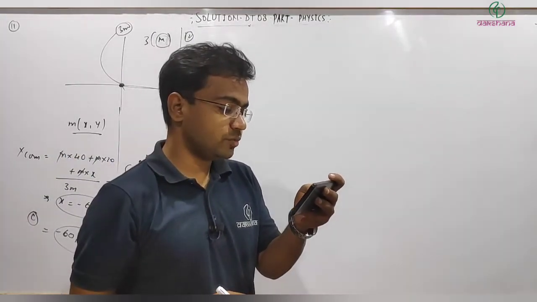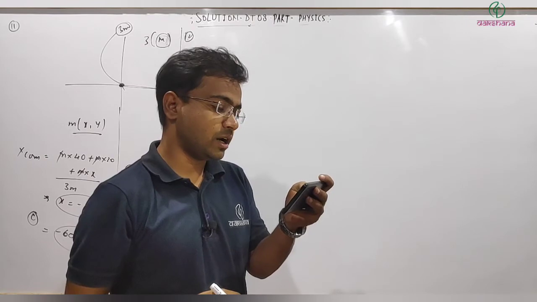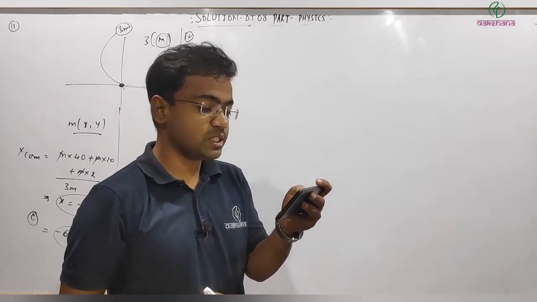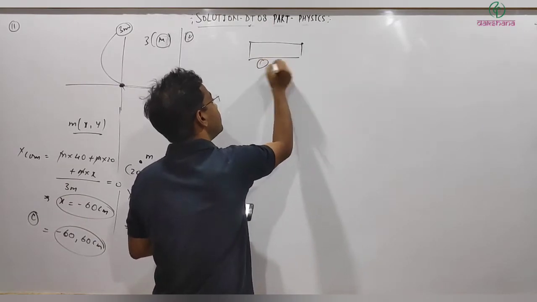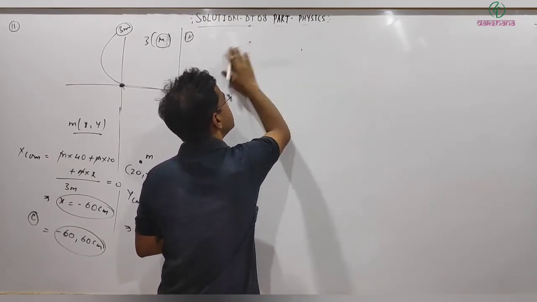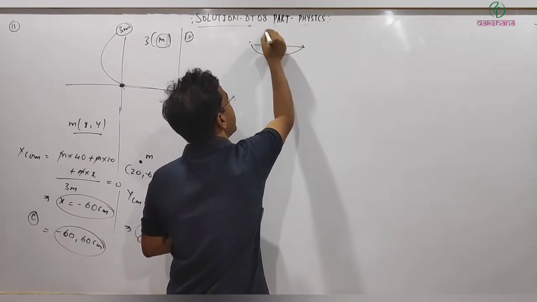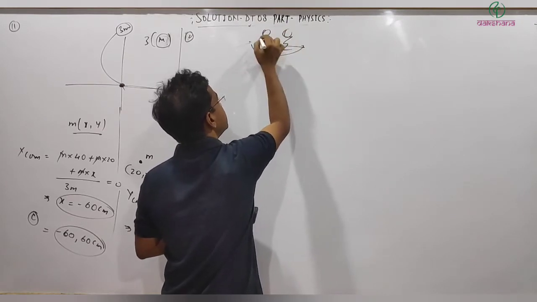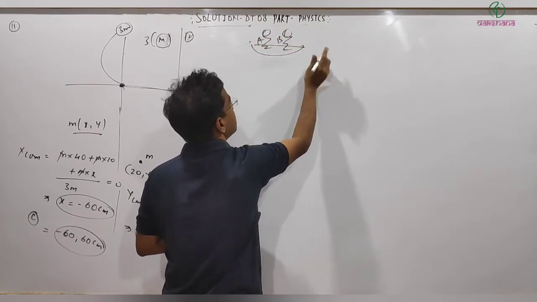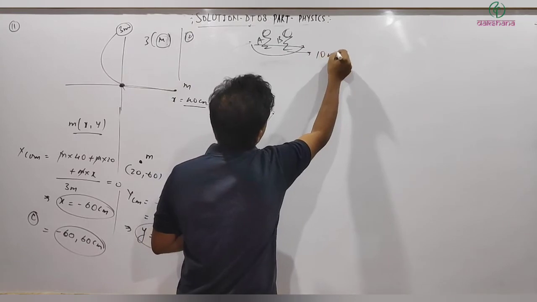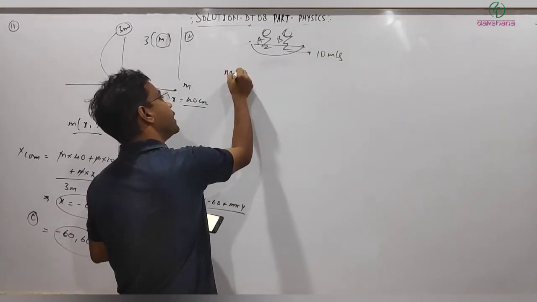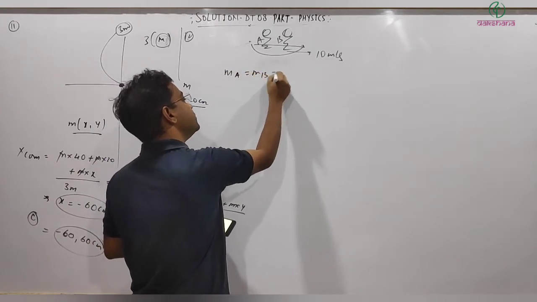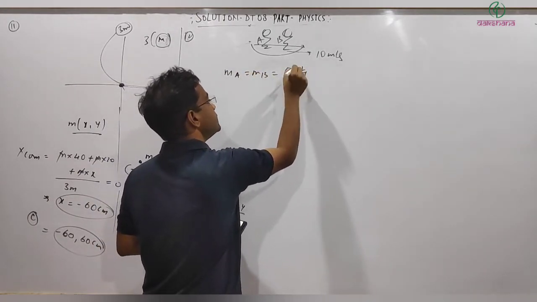A and B, each of mass 50 kg, were riding on a boat moving with the speed of 10 meter per second. So there is a boat moving, and two persons A and B. Let's say this is A and this is B. This is moving with 10 meter per second. The masses of A and B are each given as 50 kg, MA equal to MB.